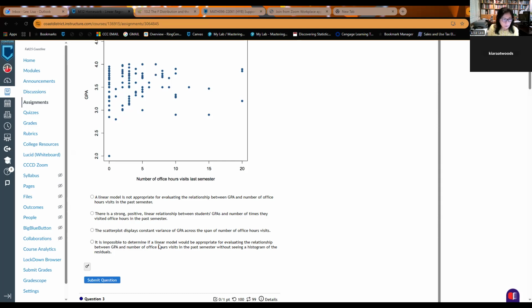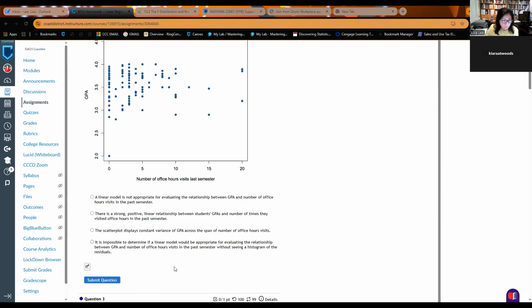And there is a strong positive linear relation. That's really wrong. There's no strong one here. The scatter plot depicts constant variance of the GPA across the span of the number of visits. Well, there's a lot of variation. Then the last one, it is impossible.